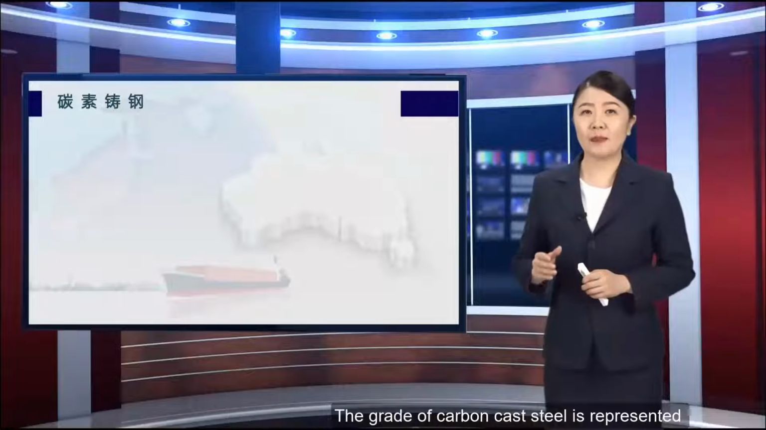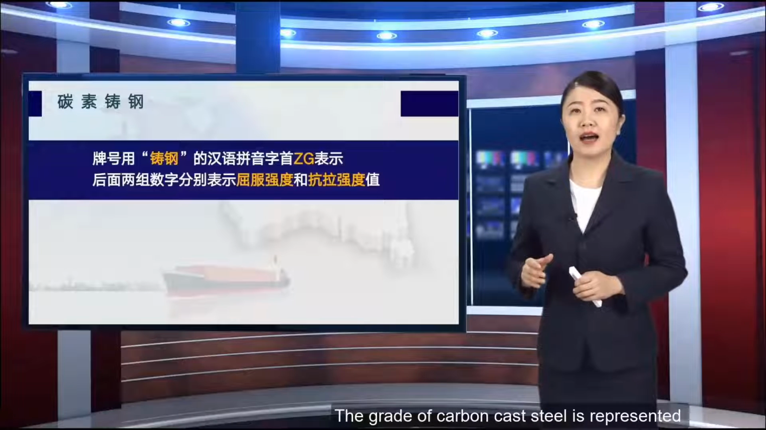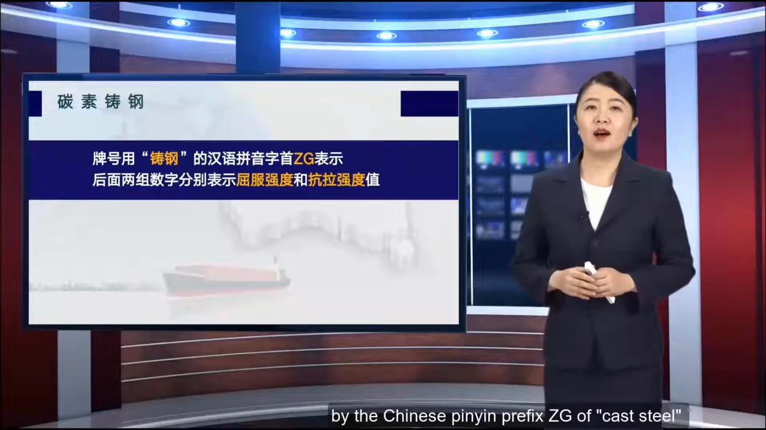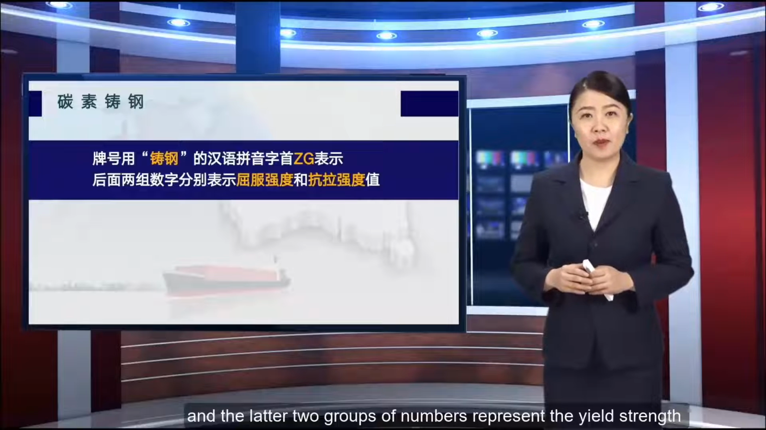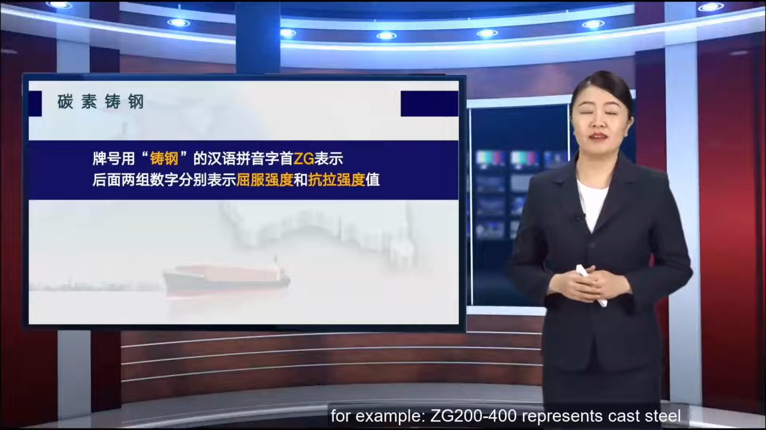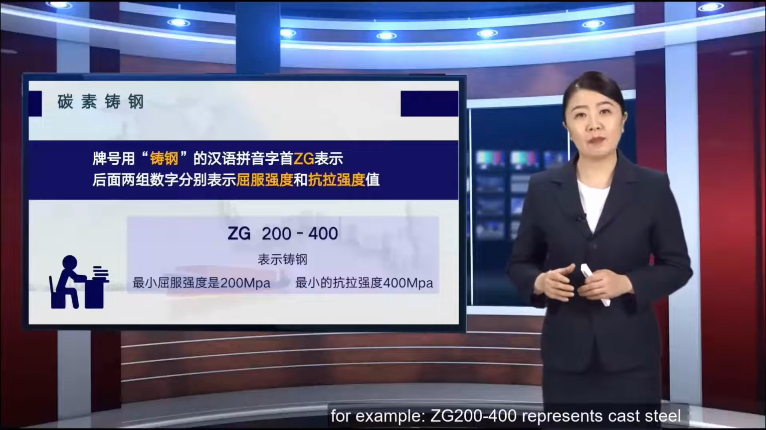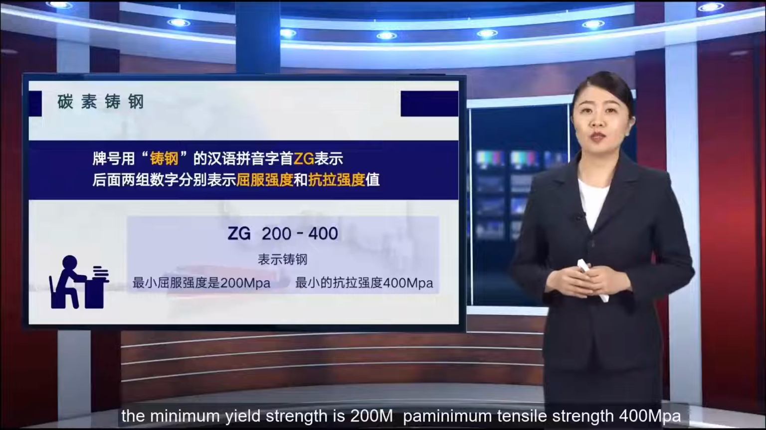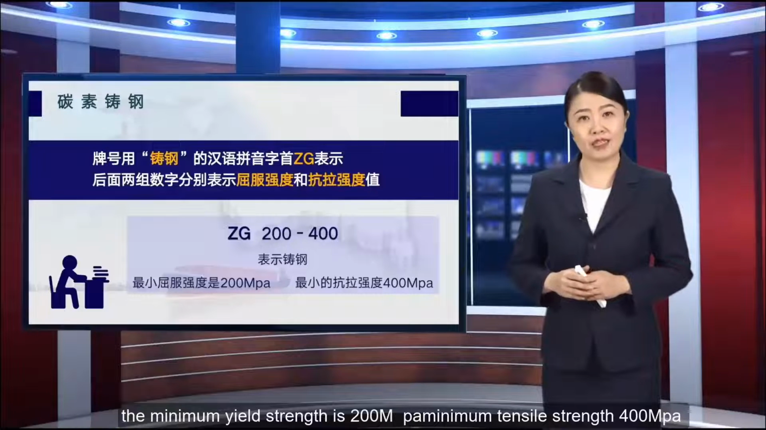The grade of carbon cast steel is represented by the Chinese pinyin prefix Zg of cast steel. And the latter two groups of numbers represent the yield strength and tensile strength values. For example, Zg 200-400 represents cast steel. The minimum yield strength is 200 MPa, minimum tensile strength 400 MPa.